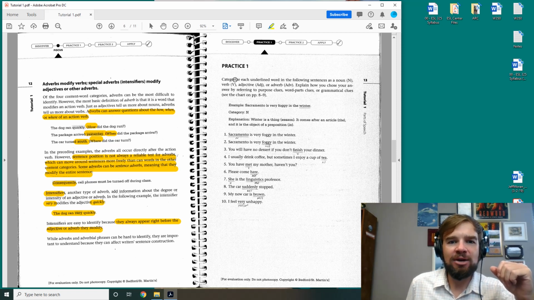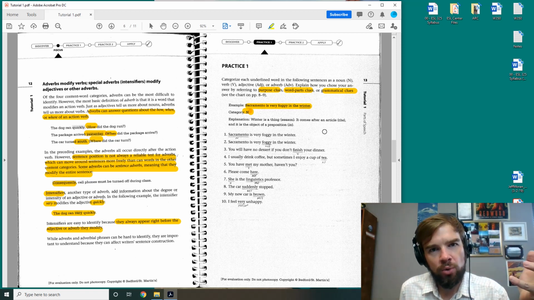The instructions say categorize each underlined word in the following sentence as a noun, verb, adjective, or adverb. Then think about how to explain your choice by referring to purpose clues, word part clues, or grammatical clues. And then Professor Ferris gives us an example. So Sacramento is very foggy in the winter. She says winter is the word we want to know the part of speech. The answer is noun. That's correct, right? And then the explanation. Winter is a thing. It's a season. It comes after an article, the, and is the object of a preposition, in the winter, right? All of those are the reasons why you know it's a noun.